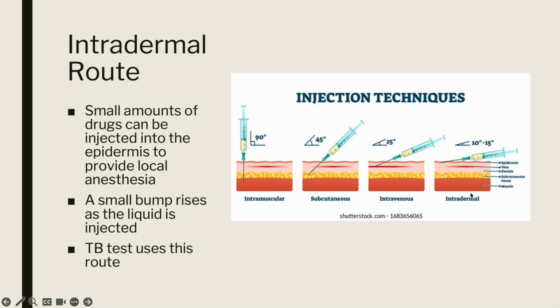All right, intradermal. So this is where small amounts of drugs are injected into the epidermis. This can be used to provide local anesthesia in the area. In this area, a small bump is going to rise because the liquid is injected so close to the skin surface. A really good example of this is TB tests. We've all had to have a TB test done. When you go into your forearm, they inject a little bit of that solution, and they are using the intradermal route to do that.